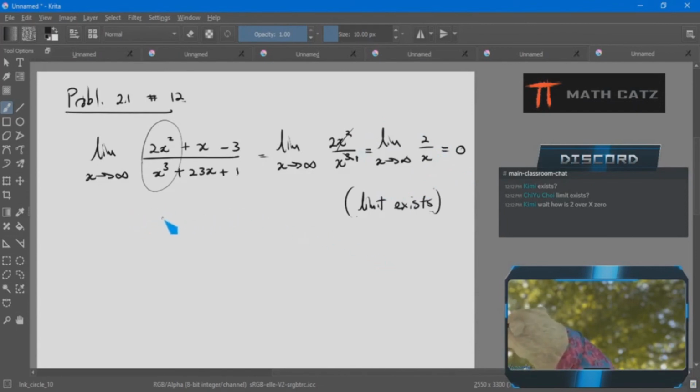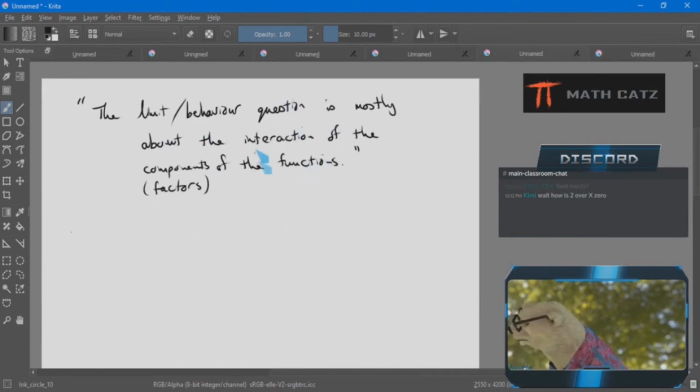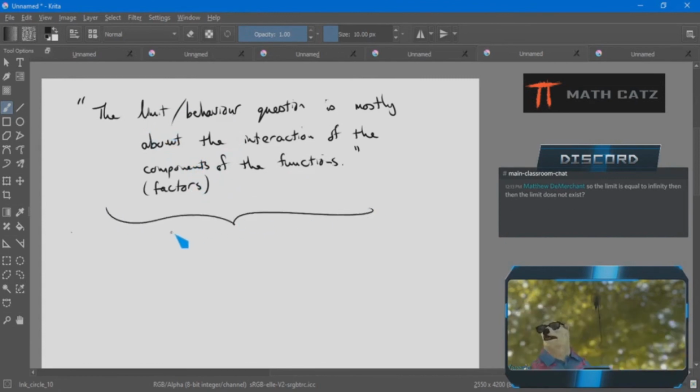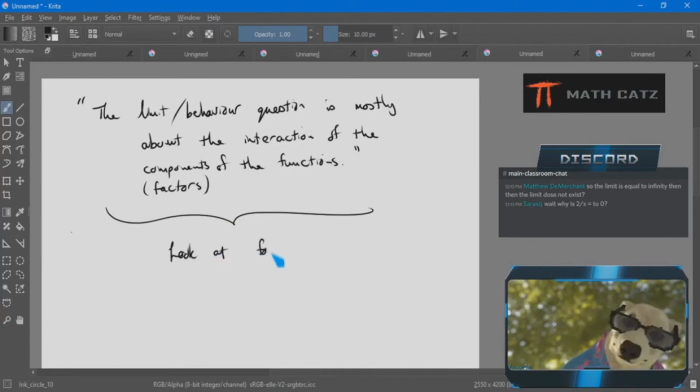But we've seen with rational functions especially, it's all about how these pieces interact. So now I'm saying that in general, that's true as well. It's how the pieces interact, and a lot of that can tell me a lot about the behavior, what the answer is to the limit. So to help me figure out how these pieces interact, I'm going to look at what I call the form of the limit.